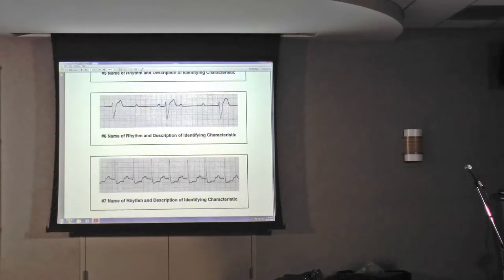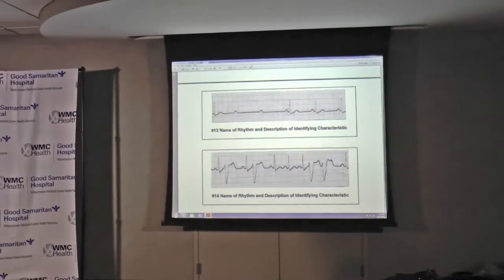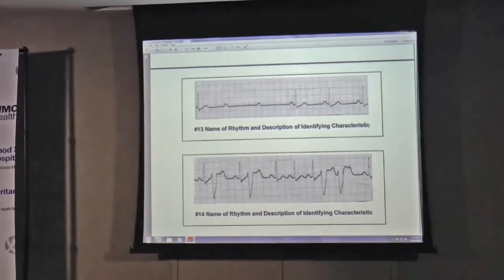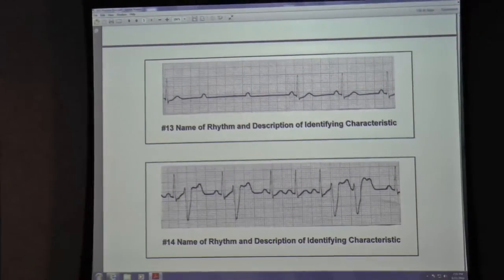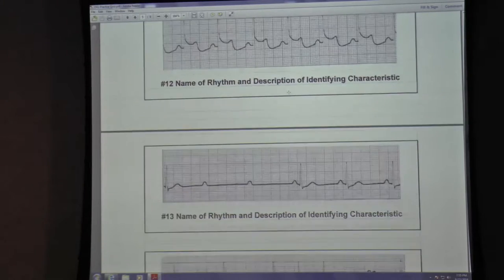Okay, let's just quickly go down to that second degree type 2 and look at the difference. So again, here you have more P waves, but you see that the PR intervals are constant. So that's why this would be a second degree type 2.